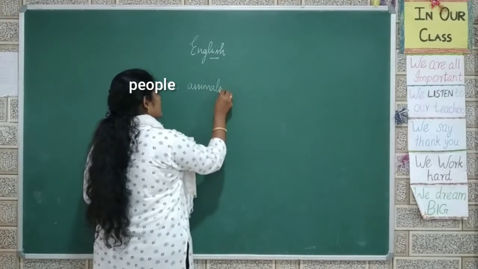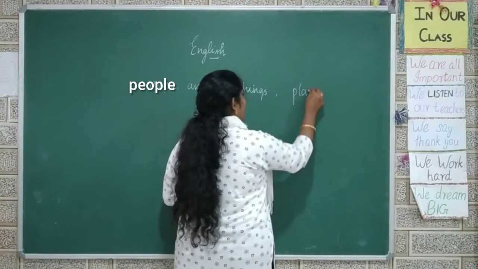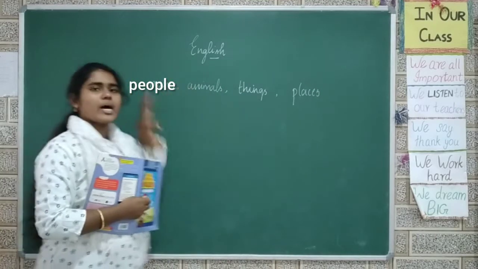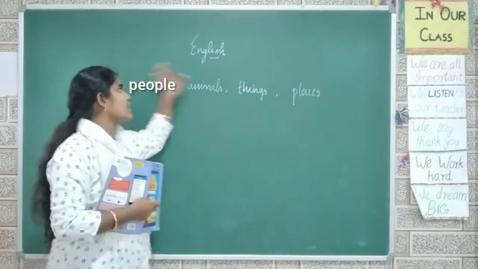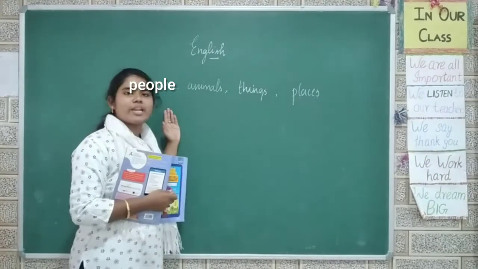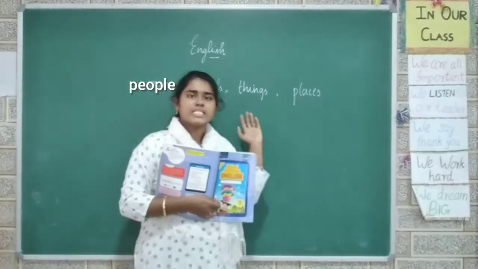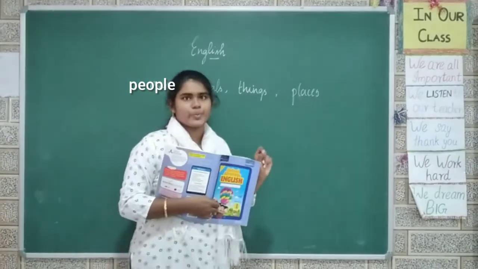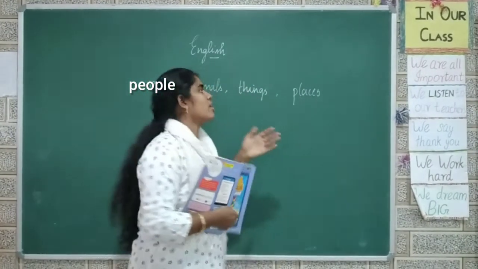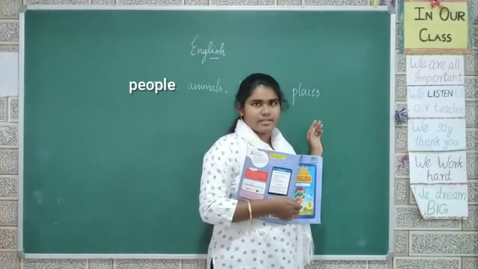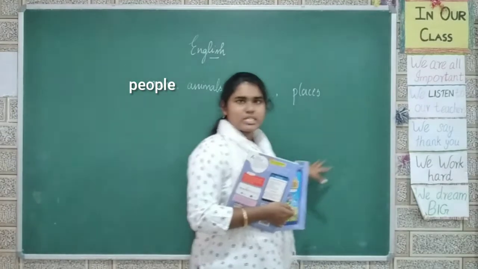animals, then things, then places. Clear? So birds, reptiles, and those come under animals. Things and places. This is all about naming words. Examples are given: Rani, Puja; animals: zebra, lion, cuckoo, snake; things: table, chair, pen; places: Karangal, India, Mumbai, school, park. Park also comes under places.